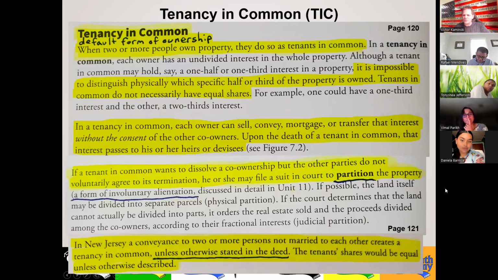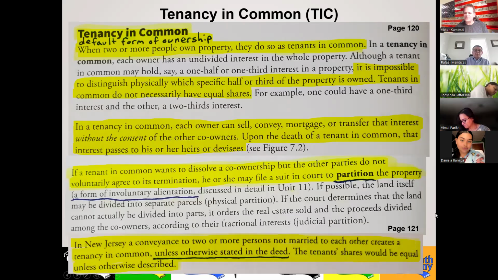Now, if a tenant in common wants to dissolve their co-ownership and the other side does not, you could always take them to court. You don't need to be stuck owning with them. You could try to sell your ownership shares on your own, but that could be difficult. And if you can't do that, you could ask your co-owner partner to buy you out. If they don't have the money or don't want to, you're not stuck owning it. You could take them to court in what's known as a partition proceeding.